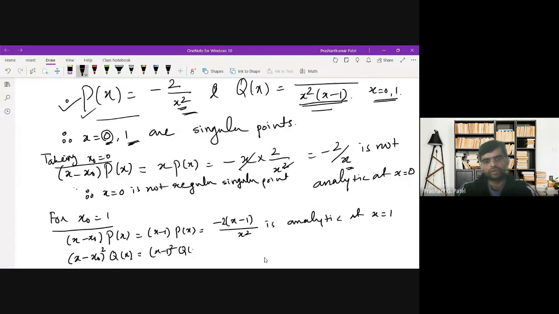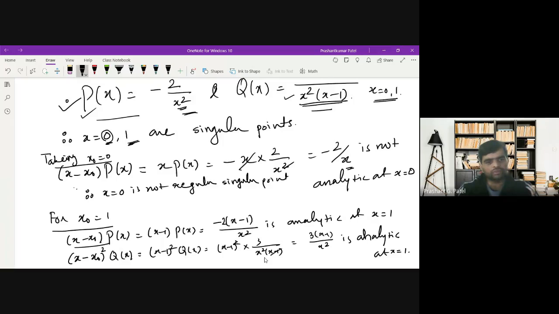Next we have to check whether x minus x0 square q of x is analytic or not. That is x minus 1 square q of x. And q is this, which we have: 3 upon x square into x minus 1. So it is x minus 1 square into 3 upon x square into x minus 1. X minus 1 gets cancelled out. So we will have 3 into x minus 1 upon x square. Again, it is a rational function, so it is analytic at the point x is equal to 1.